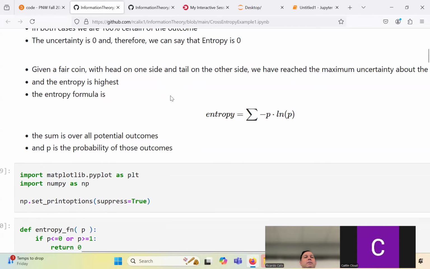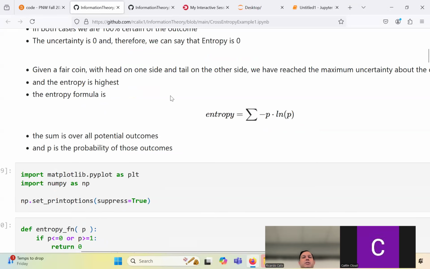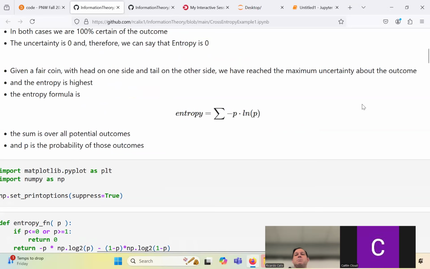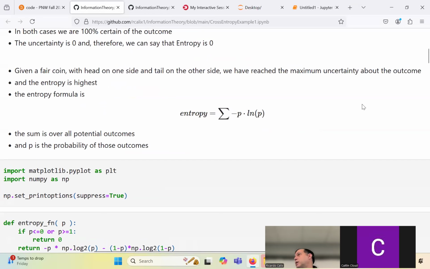Given a fair coin, right, with head on one side and tail on the other side, we have reached a maximum uncertainty about the outcome. You guys agree, right? Because one is head, one is tail, and it's a fair coin. It's not like 0.60 of one and 0.40 of the other one. By being a fair coin, it's 0.50 of either one.